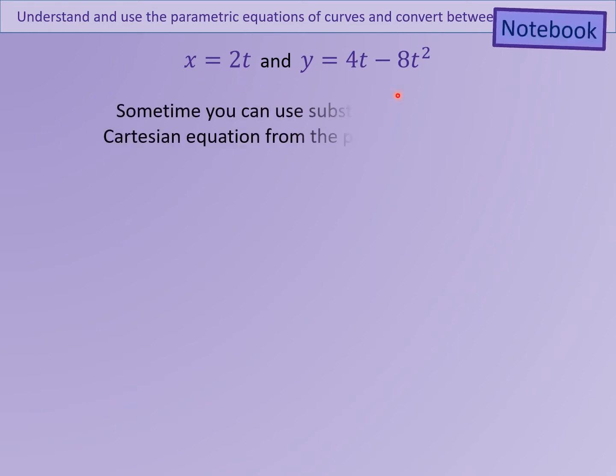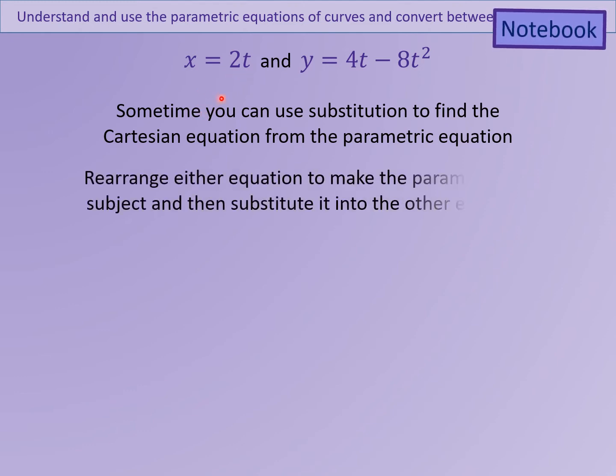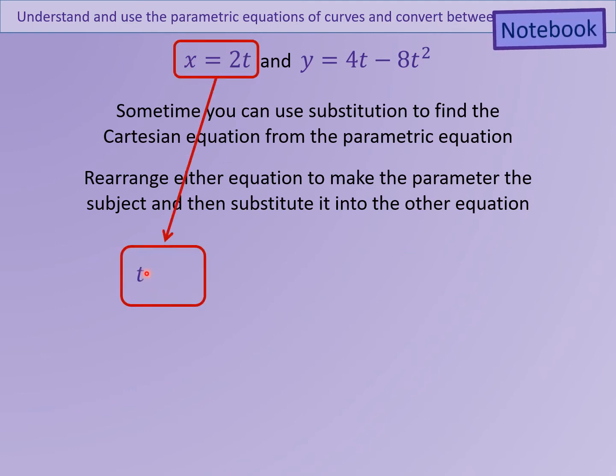So what I'd like you to do, please, again, just grabbing your notebooks, write down the parametric equations that you can see in front of you. And what we're going to do is see if we can get that Cartesian equation by using substitution. So I know, because t is a common variable for both of these things, I can take this first equation, rearrange and make t the subject. So in this case, t equals x over 2.